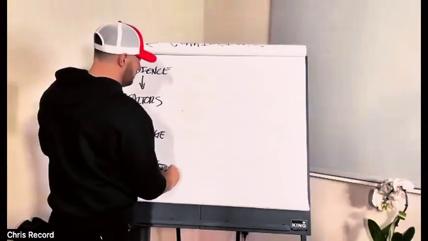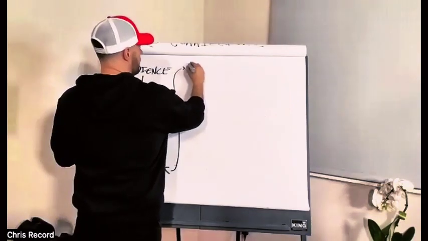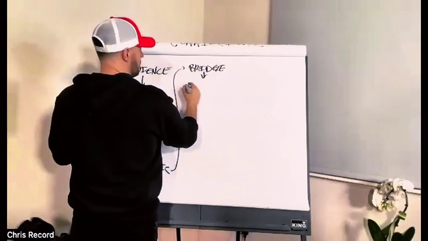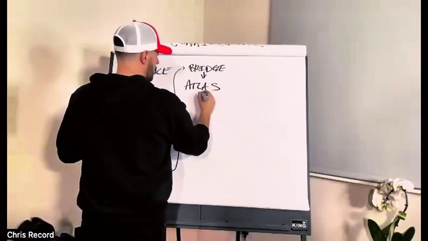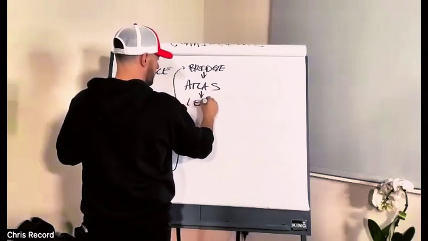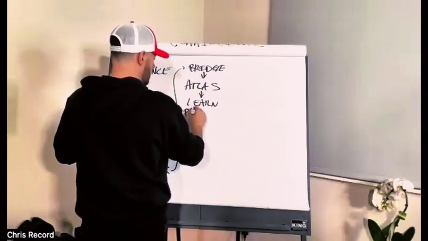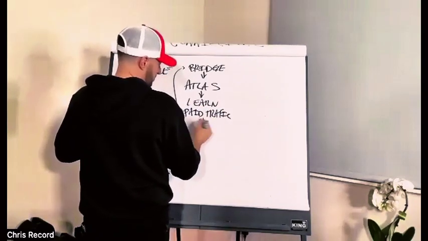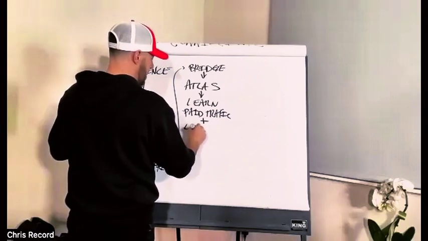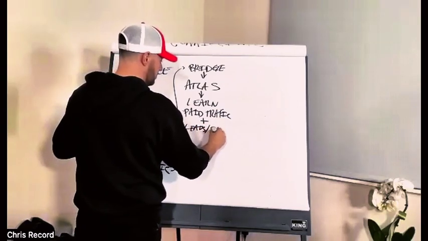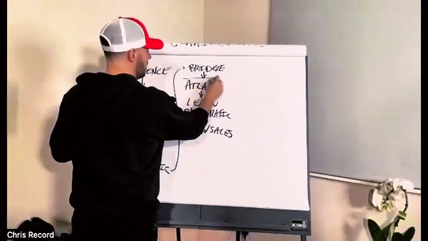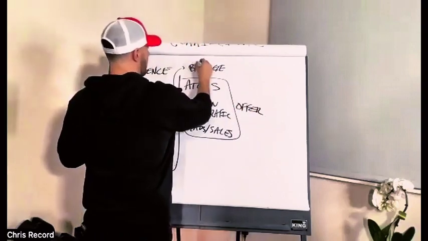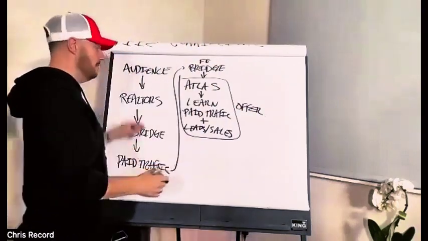And now what you're doing right here is you're bridging. The bridge is going to lead them into Atlas, where they will learn paid traffic plus leads, sales, everything else. So that becomes the offer. All right, that's the offer. So you've got your front end bridge that leads to the offer, just like this.